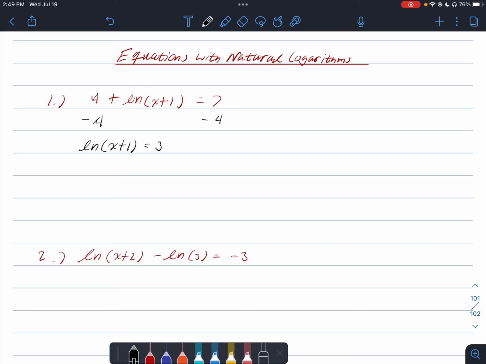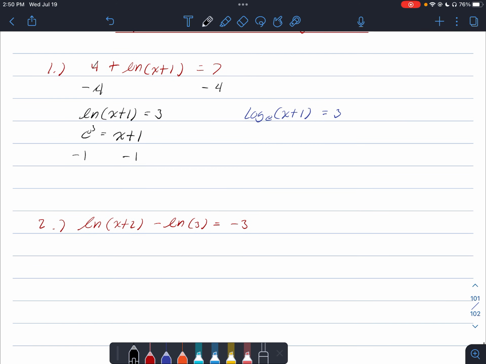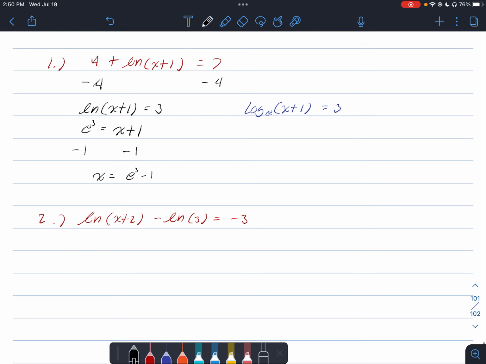Okay? So remember, the natural log of x plus 1 is the same thing as log base e of x plus 1. So really we have log base e of x plus 1 is equal to 3. What this really means is we have e to the 3 is equal to x plus 1. So we can take 1 away from both sides, and we get x is equal to e to the 3 minus 1. So there we go.